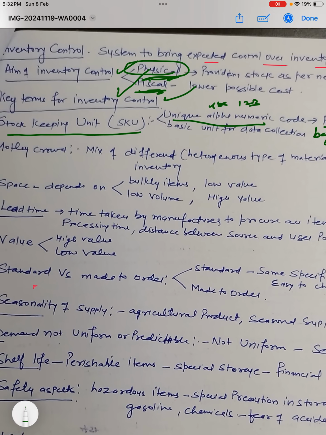Then we have motley crowd, a mix of crowd. In your storehouse, you don't have only one kind of product. You have various kinds of products, a mix of different products. The mix of different inventory is called motley crowd.